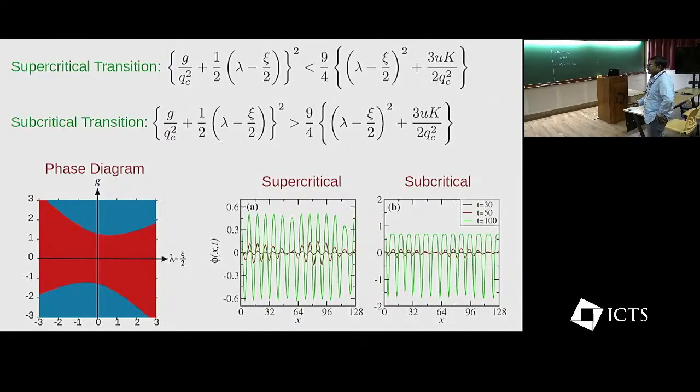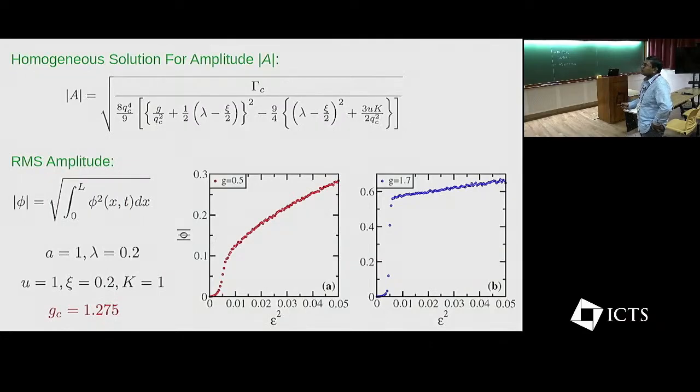So in the next figure, I am showing you the order parameter in the supercritical regime. In the supercritical regime, the spatial modulation is quite sinusoidal, whereas in the subcritical regime, it is non-sinusoidal. Okay. We also obtain the amplitude for the spatially homogeneous solution. So this is what we end up with. We also calculate numerically the RMS amplitude of the order parameter for this set of parameters. So this gives GC to be 1.275.